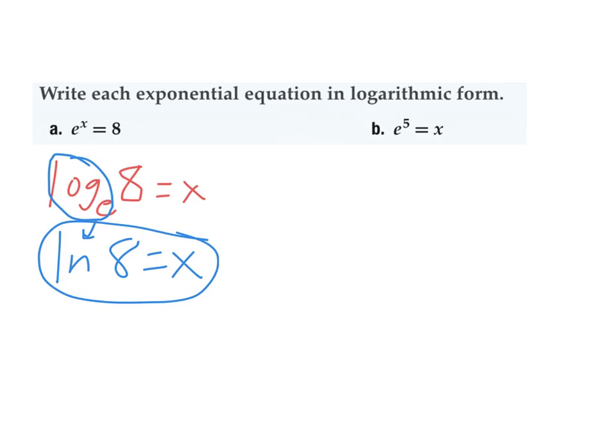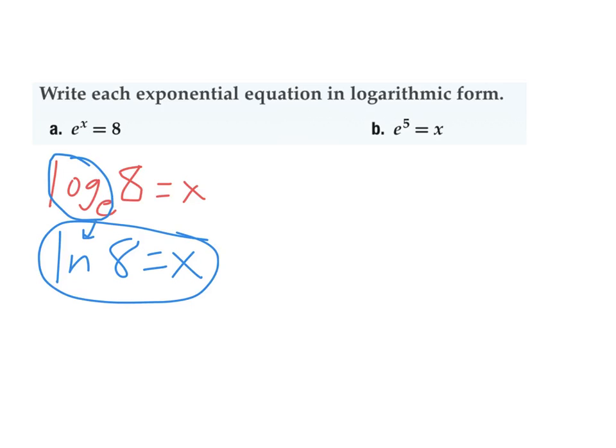So let's look at B. Same kind of idea. The base is e, which means we're talking about log base e, which means we're talking about the natural log. Then it's just a matter of deciding where the 5 goes and where the x goes. So go ahead and pause it, give it a shot, see what you get, and we'll come back to it.